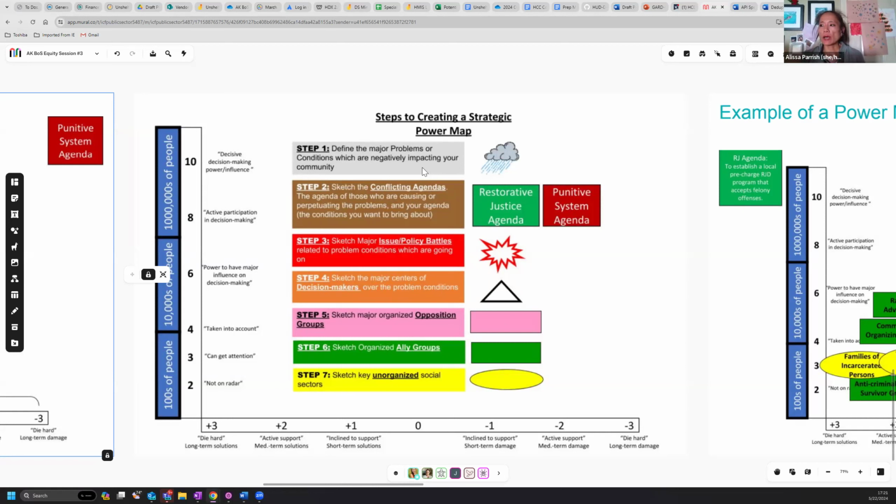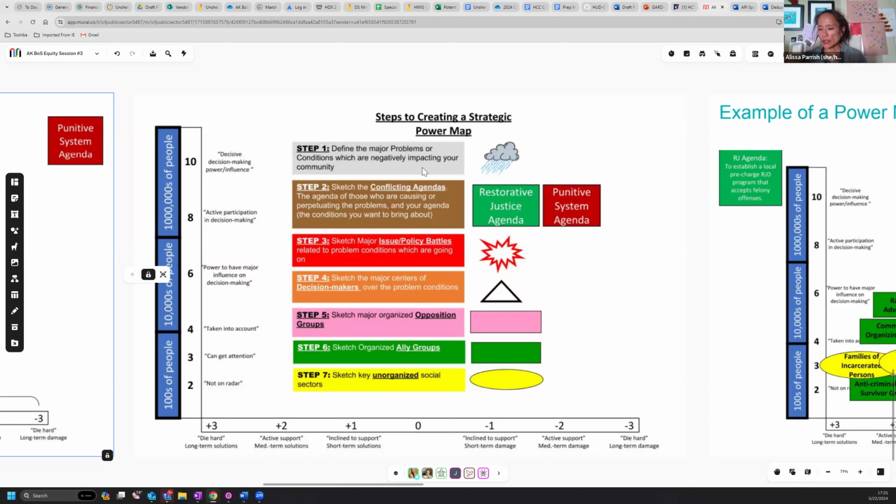Step 2 of this is to understand the conflicting agendas. What kind of agendas are out there that are against your target or goal in this? Step 3 is to sketch the major issues or policy battles related to the problem conditions. So if we are using funding, it's really looking at what are those major issues or policy battles that are running up against, I'm going to say, equitable distribution of funding for homeless services across the Alaska Balance of State.